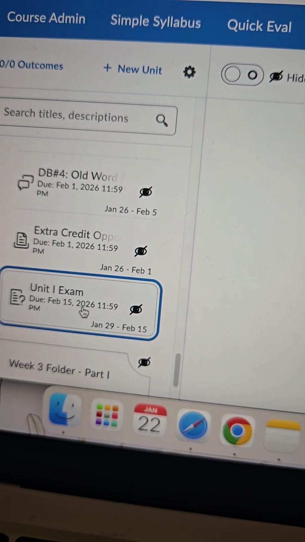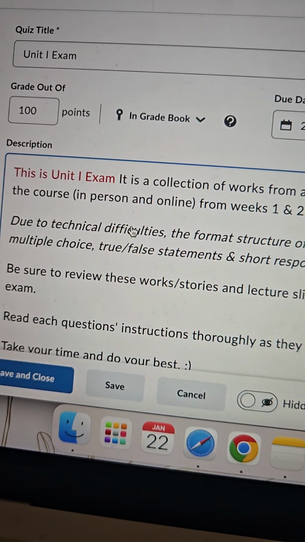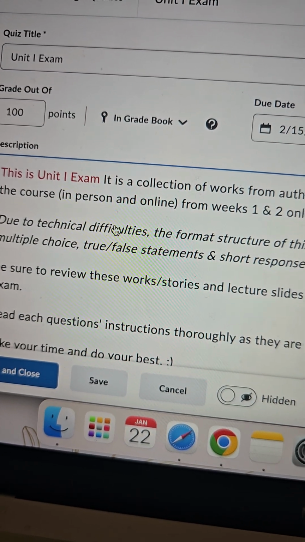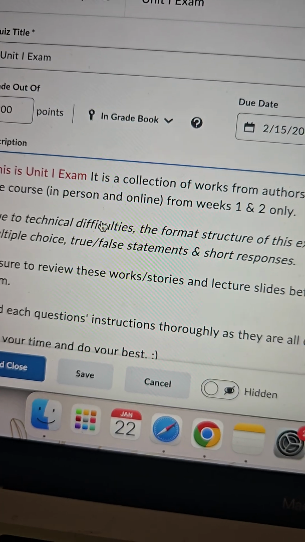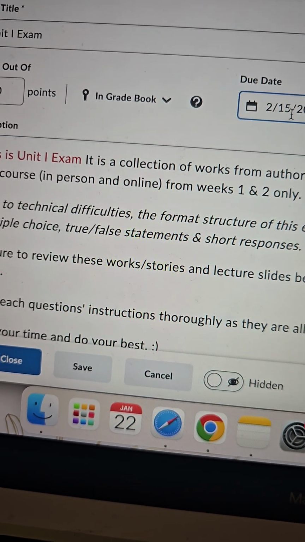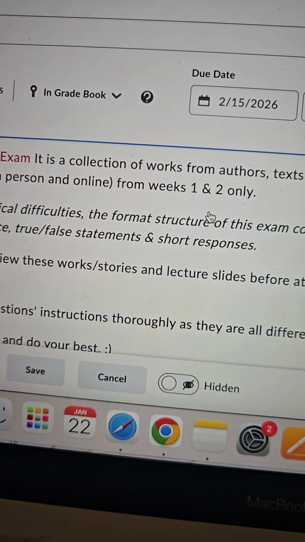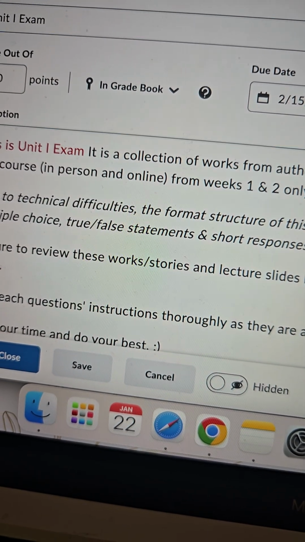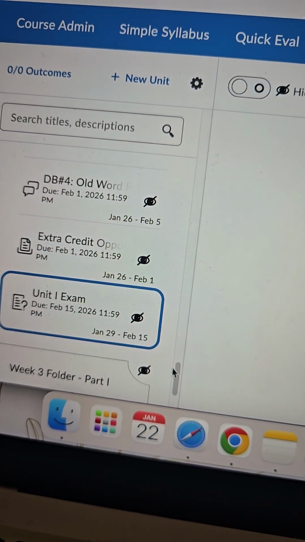And then the Unit 1 exam. I'm going to go ahead and look at a little bit of it so that way you have it. It's a unit exam. You're kind of seeing a little bit of the instructor point of view, but its due date is February 15th. It's from weeks 1 through 2 only. Do your best and take your time with it.